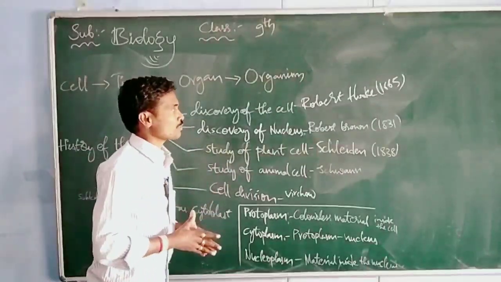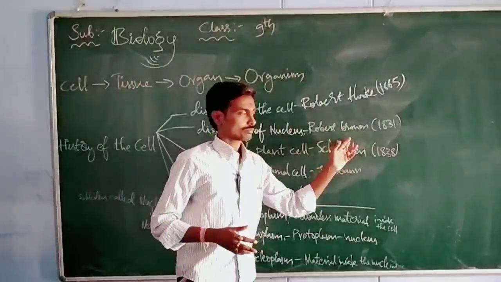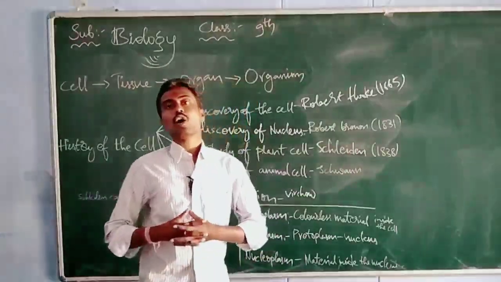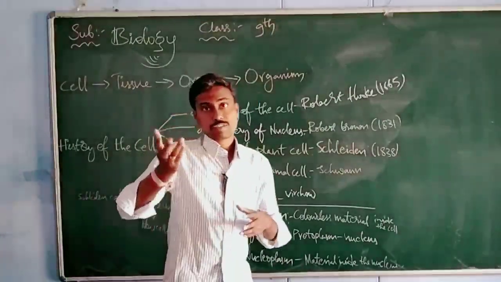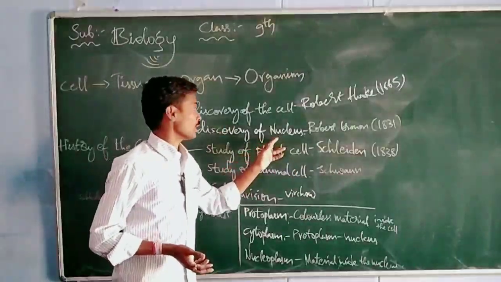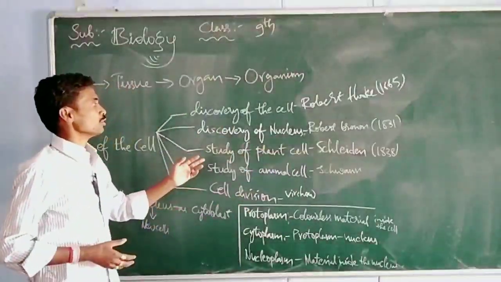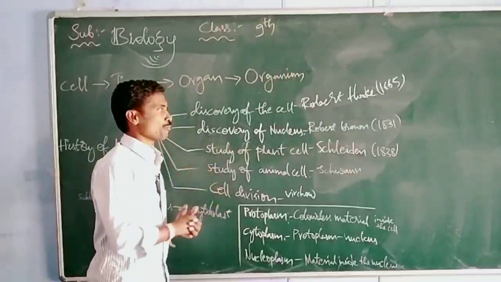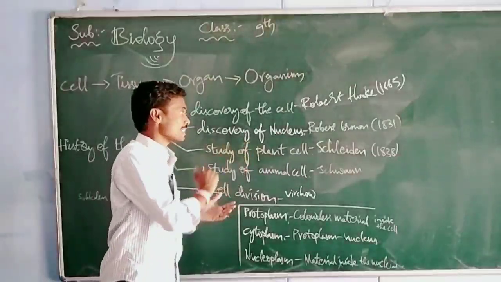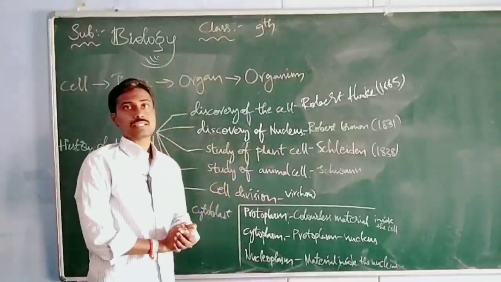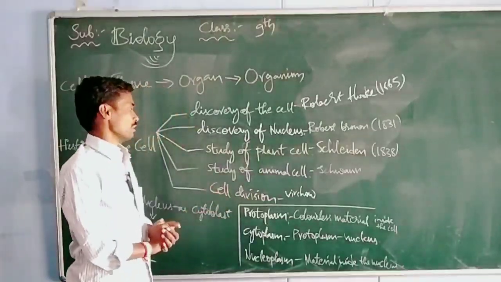Let us see the discovery of the nucleus. The nucleus was discovered by Robert Brown in 1831 in orchid leaves. Later we will discuss the nucleus. Next, the study of the plant cell: by whom was it done? Schleiden. And the study of the animal cell: by whom was it done? Schwann.